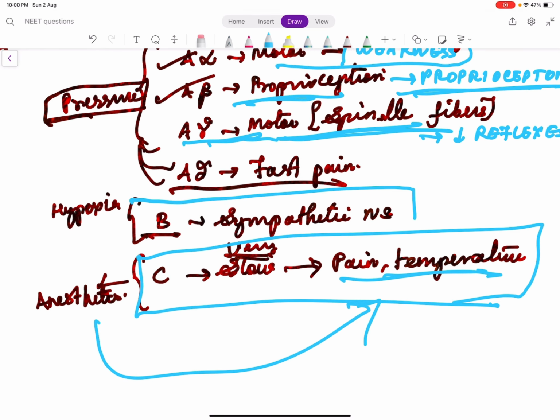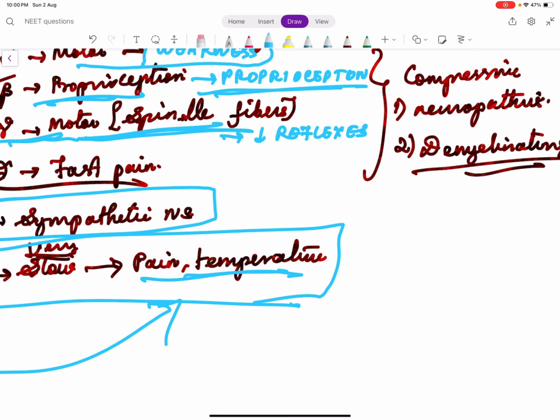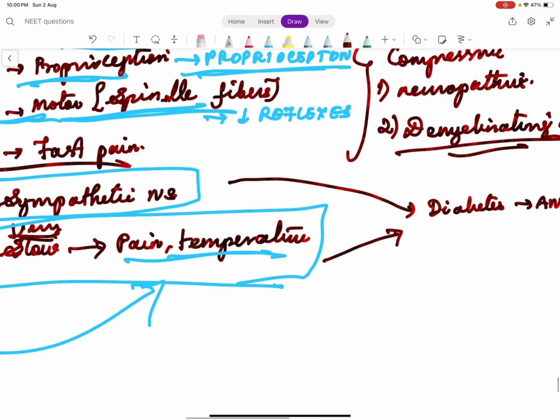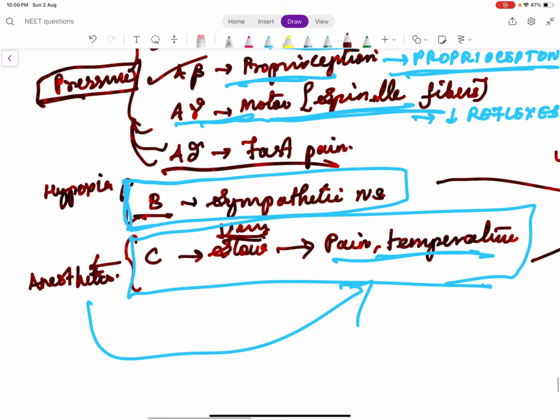The B fibers, that is sympathetic nervous system fibers or autonomic fibers, are affected by hypoxia or nutrition or metabolism. That is why diabetes is basically a nutritional or metabolic disorder. There will be hypoxia which is occurring because of vasculopathies. So diabetes usually affects the autonomic nervous system. The same diabetes also affects this one because C fibers are prone to anesthesia.